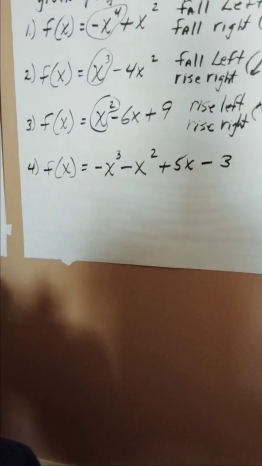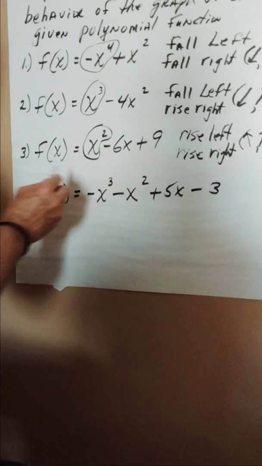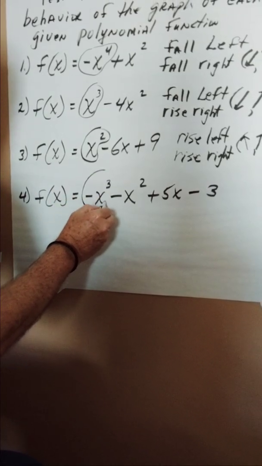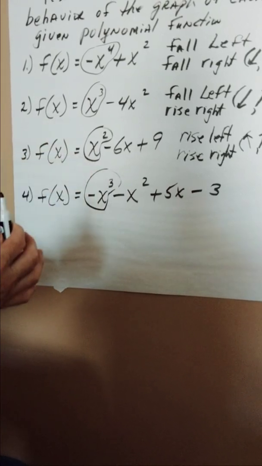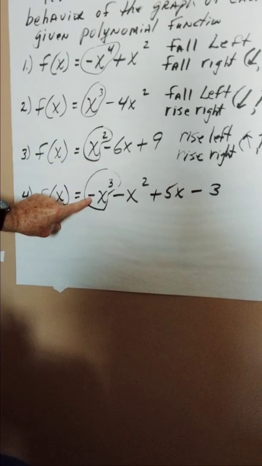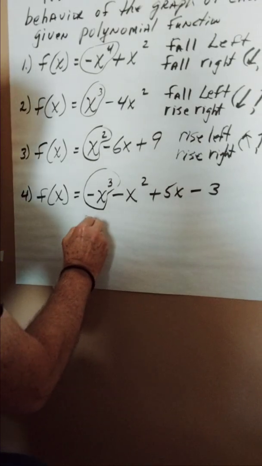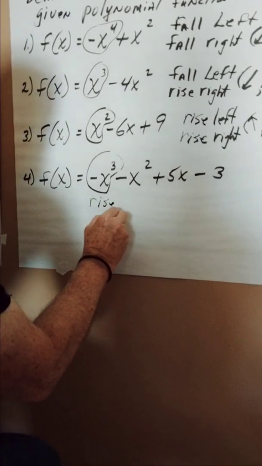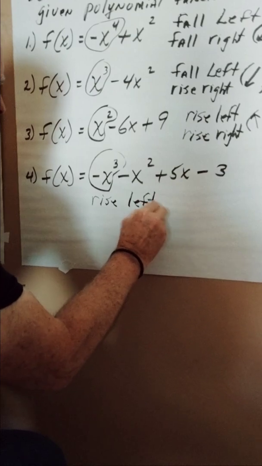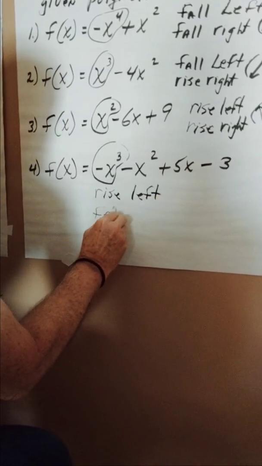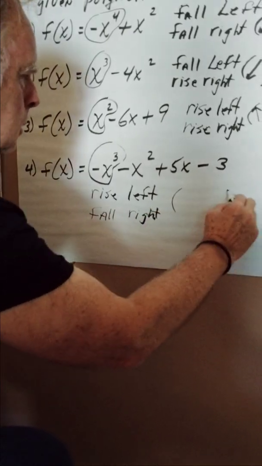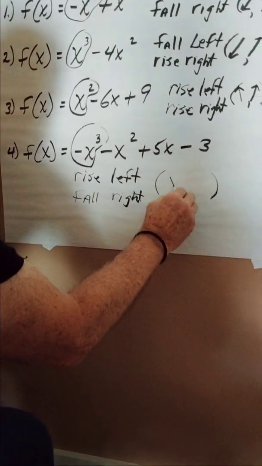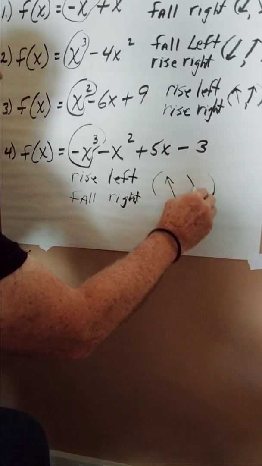Last one, polynomial function. You can see he wins. Odd, opposite behavior, negative. Rise left. Fall right. Rise left, fall right.